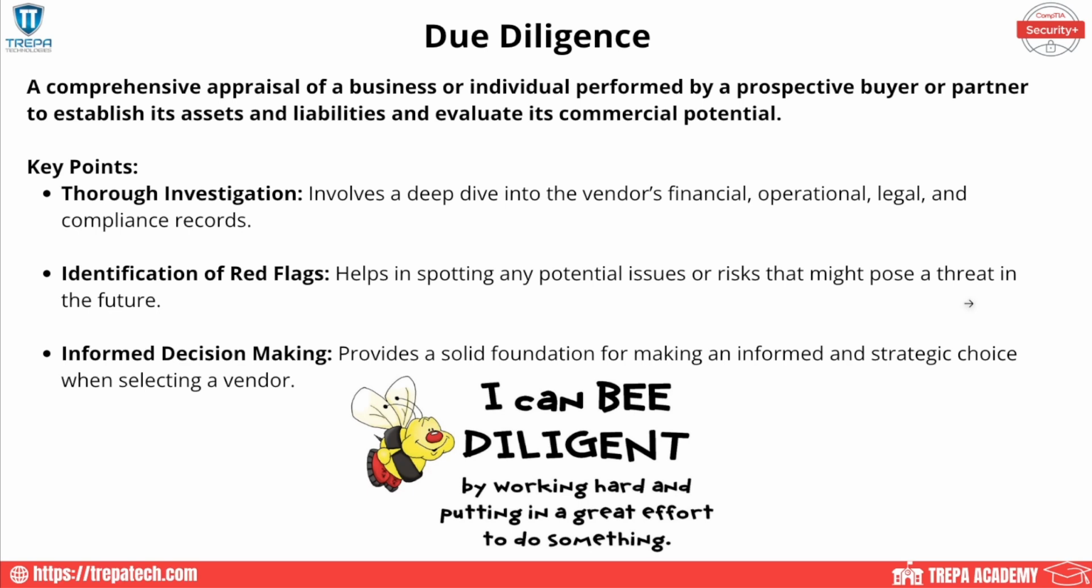This is essentially you as the organization. You want to make sure that you have everything in place for that vendor selection. You're doing your due diligence to identify any red flags, to make sure you're doing a thorough investigation of the history of that vendor and that you're protecting your organization, right? You want to make sure that you're providing a solid foundation for making an informed strategic choice when selecting a vendor to make sure it aligns with the organizational goals and to protect your organization, right? That's what doing due diligence is.